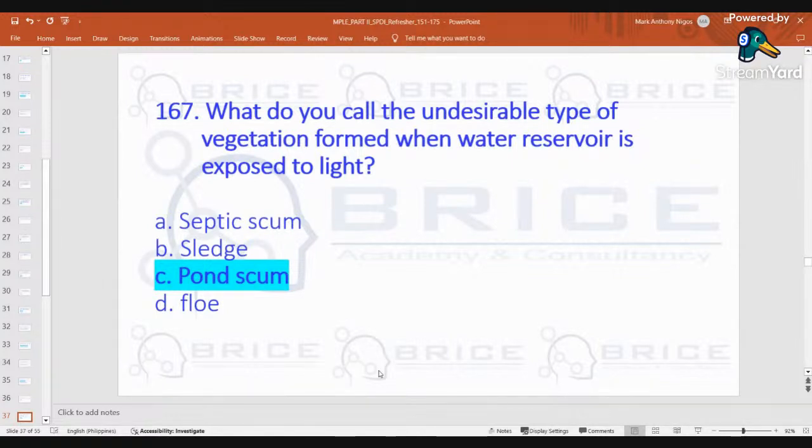What do you call the undesirable type of vegetation formed when a water reservoir is exposed to light? Pond scum. Pond scum is the undesirable type of vegetation formed when a water reservoir is exposed to light.